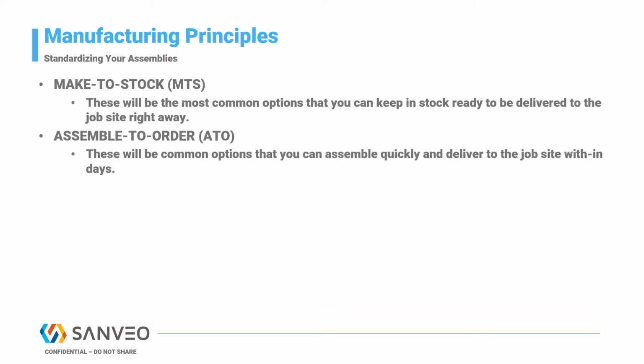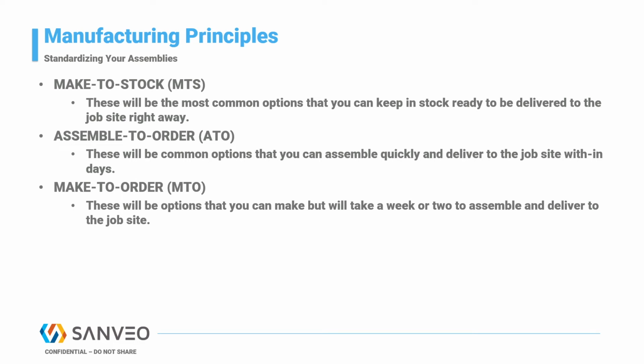Assembly to order. Assembly to order is the next tier. These assemblies have common options that you can assemble quickly and deliver to the job site within days. These assemblies are not the ones that are used 80% of the time, but are used on a regular basis.